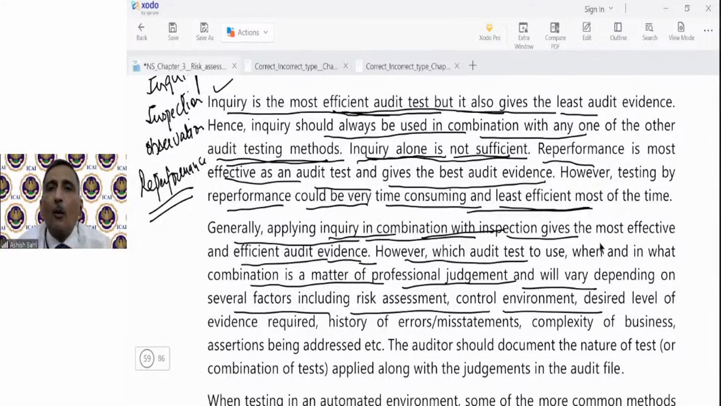Now, what should be the combination? How the auditor should do it? This depends upon the circumstances, and upon the auditor's judgment of risks. It depends upon his professional judgment and varies from case to case. Clear, guys?